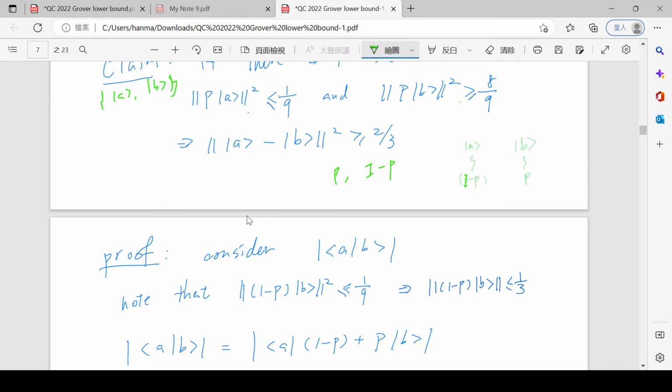And now you notice that the whole space is separated into P and 1 minus P, right? So B has a very high overlap with P. That means B has a very low overlap with 1 minus P, because you add this number and this number, it should become 1. So B projected on 1 minus P should be less than 1/9. And that means if you don't do this square, then that should be less than 1/3.